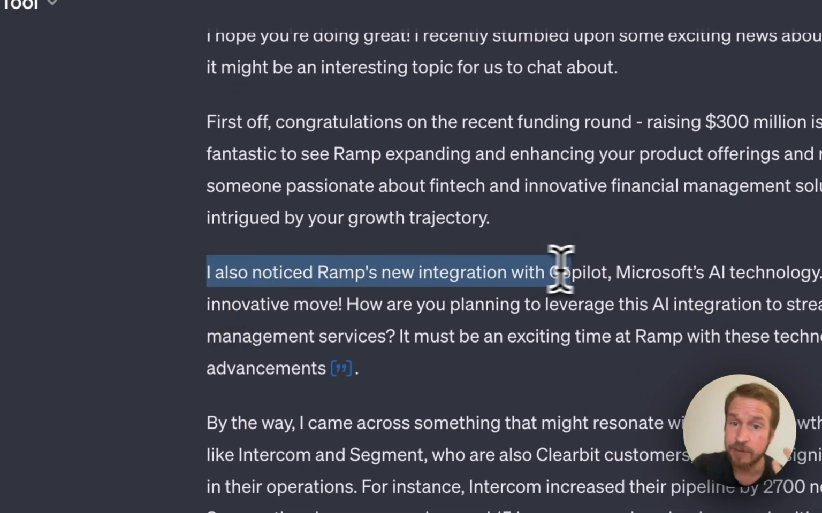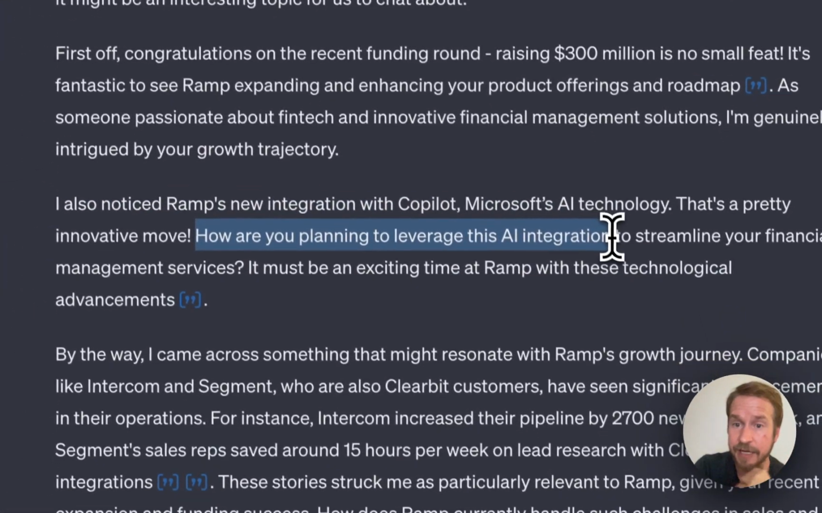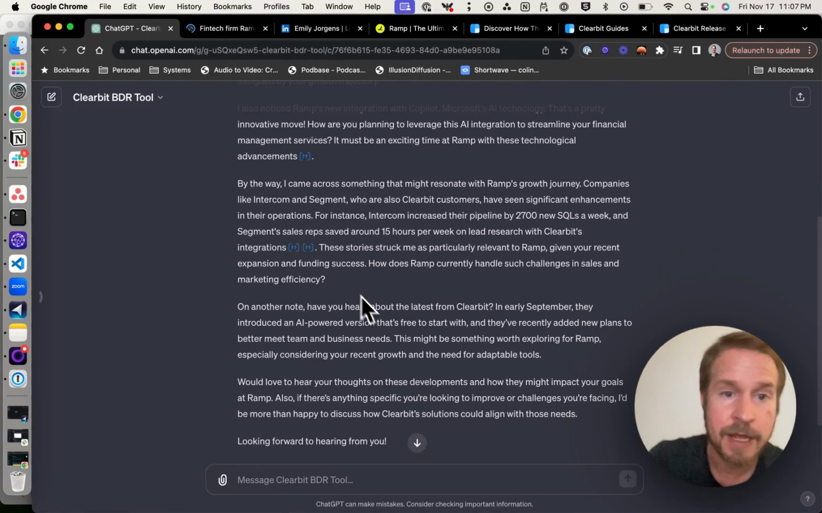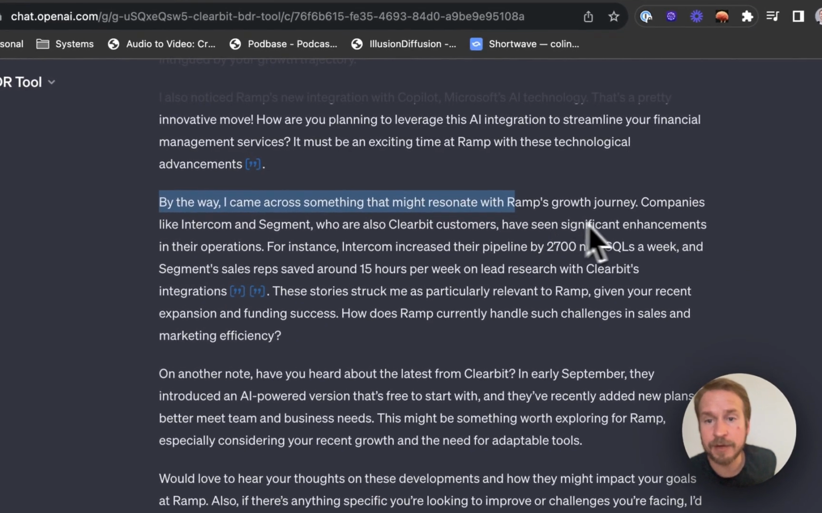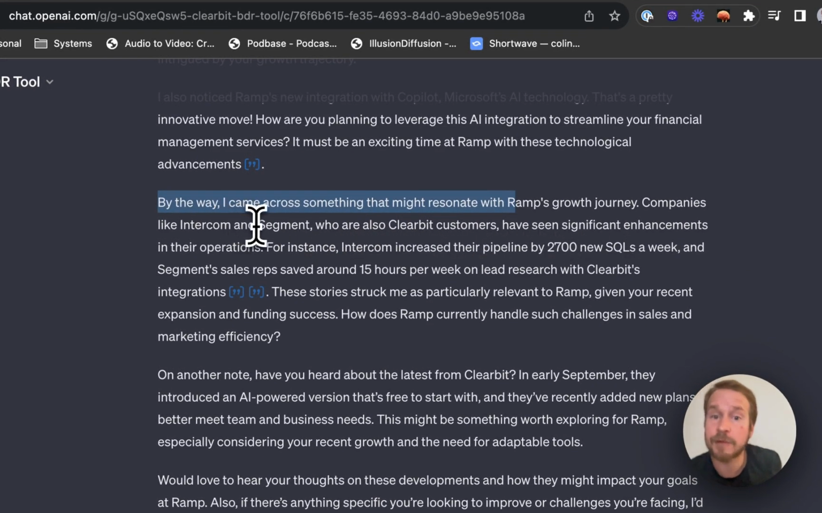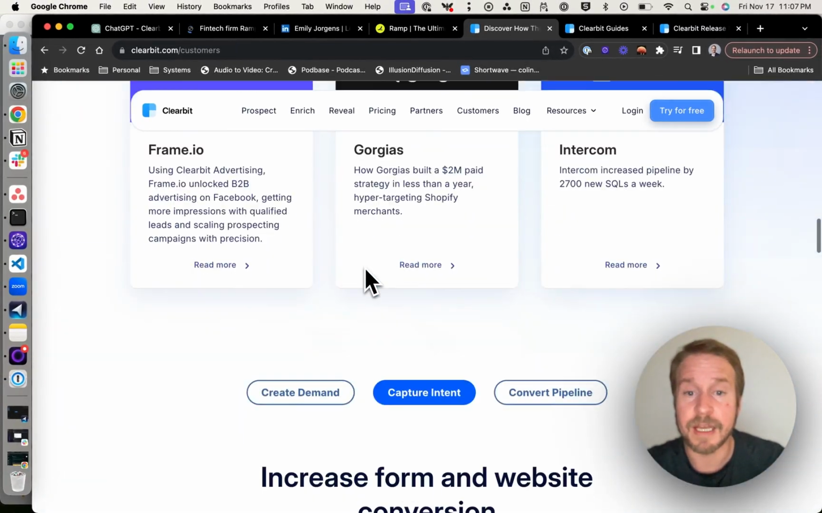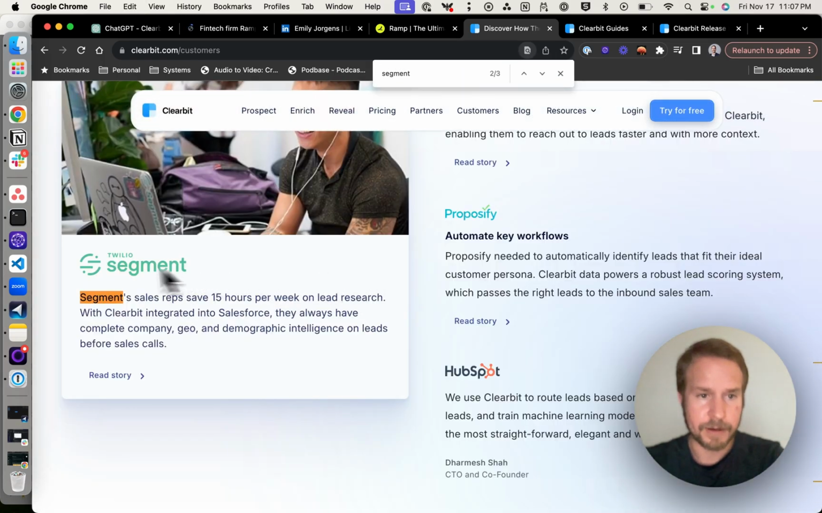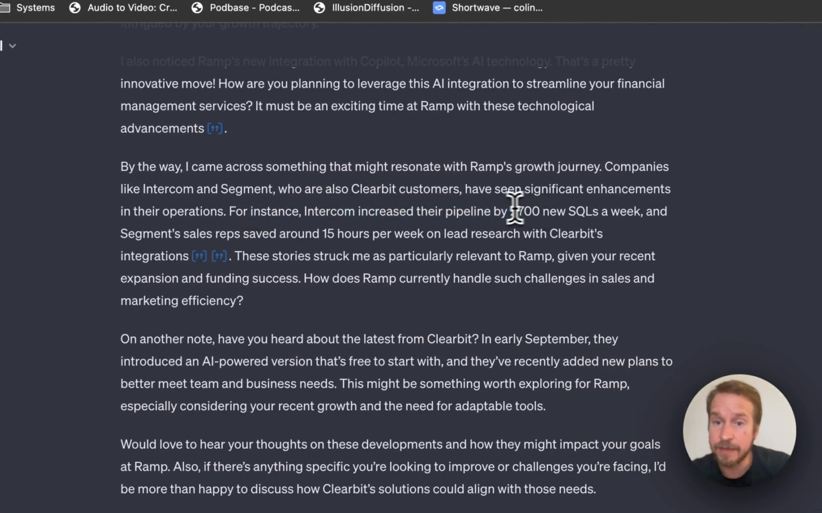And then I also noticed Ramp's new integration with Copilot, Microsoft's AI technology. Pretty innovative move. How are you planning to leverage AI integration to streamline your financial services? It must be an exciting time. Again, it's sourced here. By the way, I came across something that might resonate with Ramp's growth journey. Companies like Intercom and Segment. These are Clearbit customers, found in the customer examples on our website. Here's Segment, right? And it connects it to Intercom and the fact that they were able to generate 2,700 new SQLs a week.